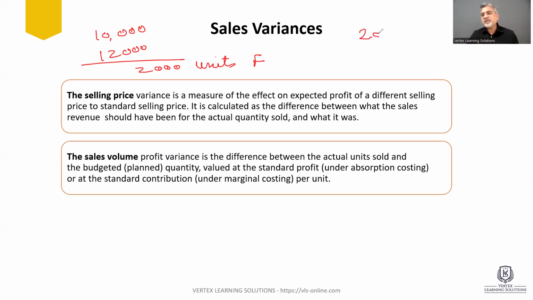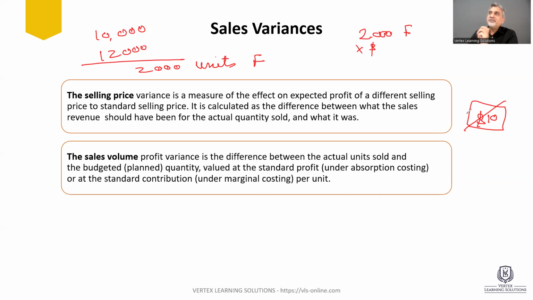All the variances must be converted to a number. So which number should I multiply this 2,000 units with? I have to convert it into dollar value. Now here the difference comes. Should I be multiplying it with $10, which was my selling price? The answer is no. You do not multiply it with the selling price. You multiply it with the profit margin.